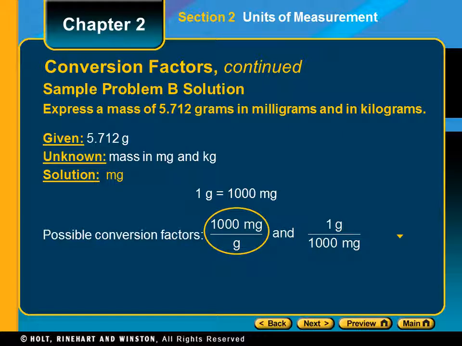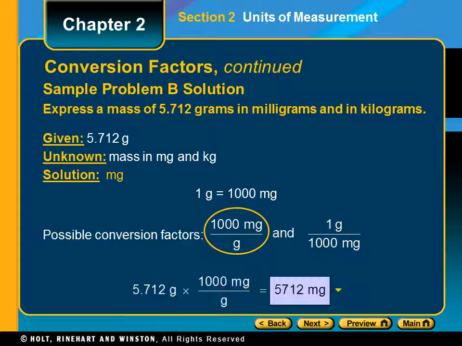In this case, you want grams on the bottom because you want to get rid of grams. You set it up: 5.712 grams times 1,000 milligrams over grams. Your 2 grams cancel, meaning your answer is going to be in milligrams. You do the math: 5,712 milligrams.